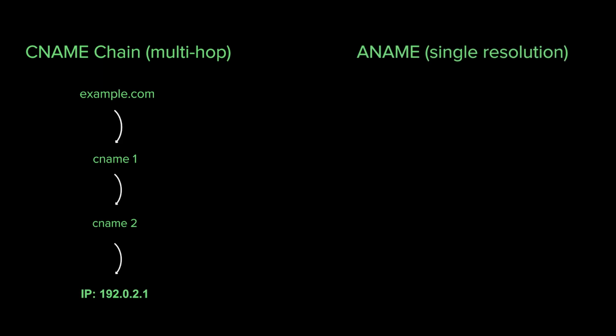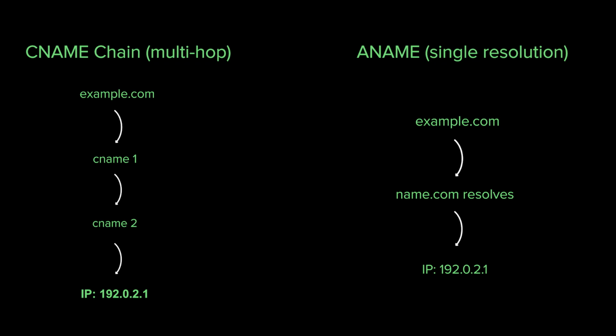You create an A name record pointing to a target host name, like your app.platform.com. Name.com's name servers periodically resolve that host name themselves to get its current IP. When a DNS query comes in for your root domain, Name.com returns that resolved IP as a standard A record. To the rest of the internet, your domain looks like it has a normal A record, but it's automatically updated in the background whenever the target host name changes IPs.